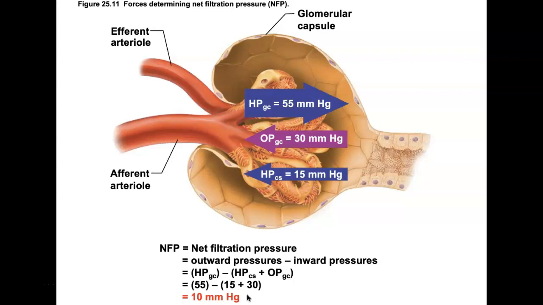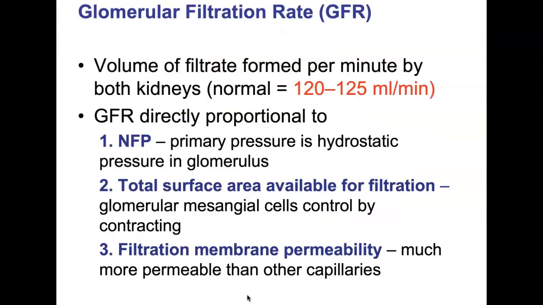The next component that is going to directly affect GFR is the total surface area available for filtration. So glomerular capillaries have a huge surface area. Collectively, the surface area is equal to the surface area of the skin. Glomerular mesangial cells surrounding these capillaries can fine-tune GFR by contracting to adjust the total surface area available for filtration.